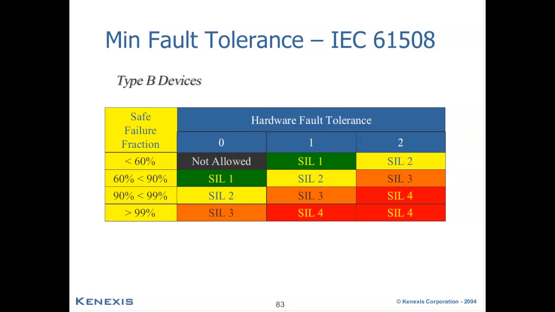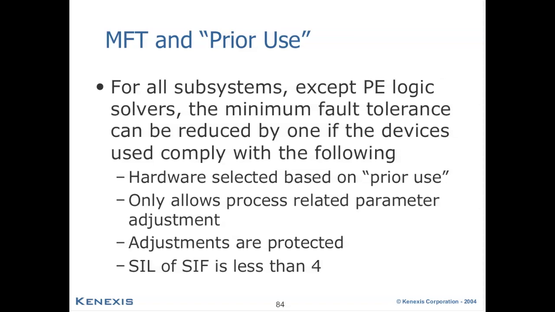With type B, the requirements are a little more stringent, however. In the same application, you will need a safe failure fraction requirement of 90 to 99%, in order to ensure that a single device without any hardware fault tolerance could be used in the SIL 2 application. If it fell in that 60 to 90% band, for instance, then you would be restricted to SIL 1 with respect to that instrument.